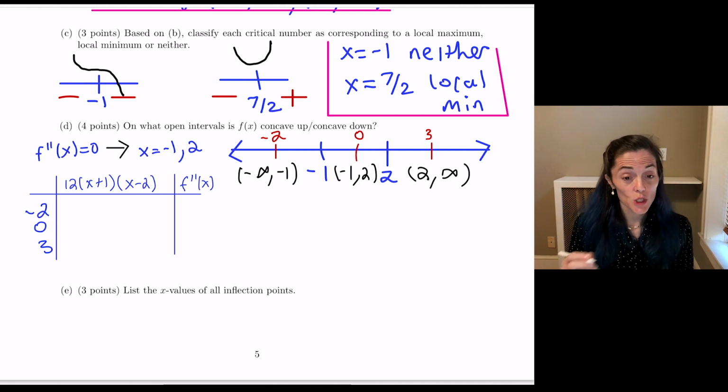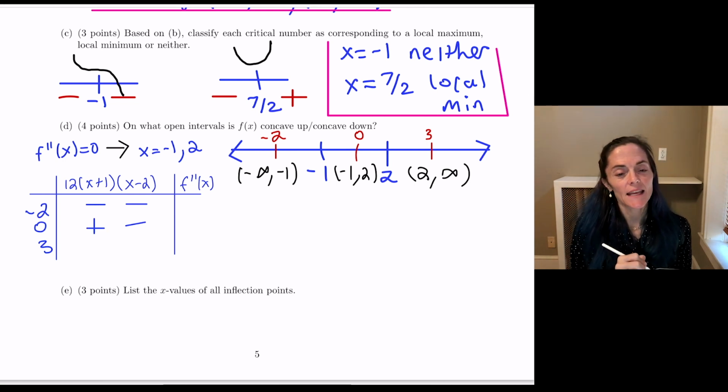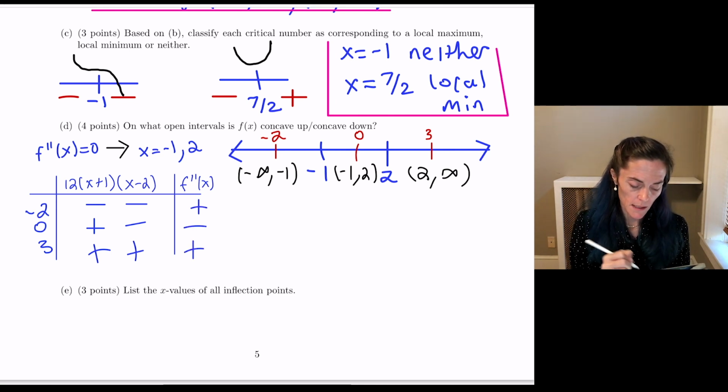Okay, -2 plus 1 is negative. -2 minus 2 is negative. 0 plus 1 is positive. 0 minus 2 is negative. 3 plus 1 is positive. 3 minus 2 is positive. So we have positive, negative, positive. Let's write it. It goes positive, negative, positive.